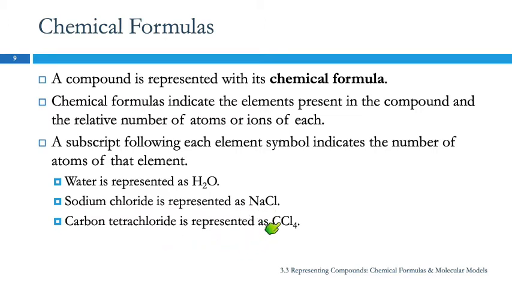Carbon tetrachloride, CCl4. Now this one can be a little confusing, right? Because this l can look like a capital I or a 1 and mix this up a little. But then we would have to wonder, well, why did they put CC instead of C2? So this is 2 elements, carbon and chlorine, 1 carbon and 4 chlorines.